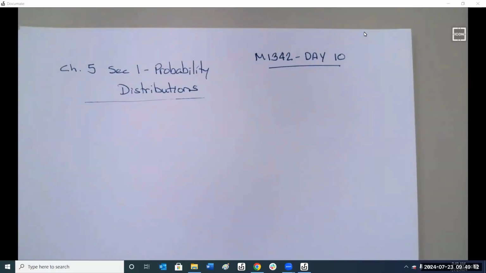All right, chapter 5, section 1, probability. What we're going to do in this section is look at the probability distribution. We looked at frequency distribution earlier in the course, and we created a histogram based on the frequency polygon. But now we're going to look at creating a histogram using probability distributions.